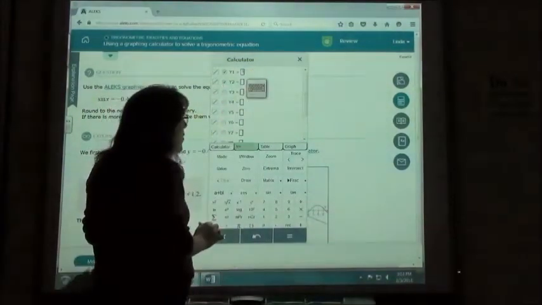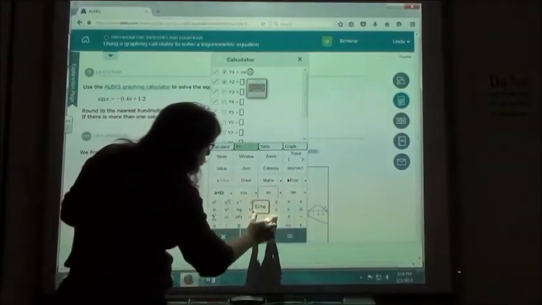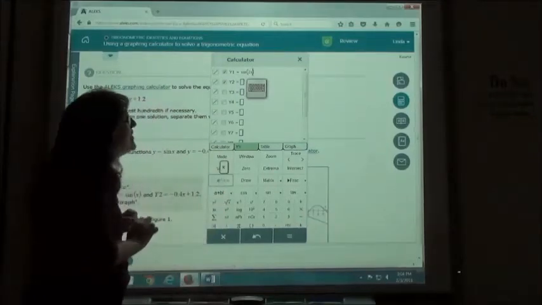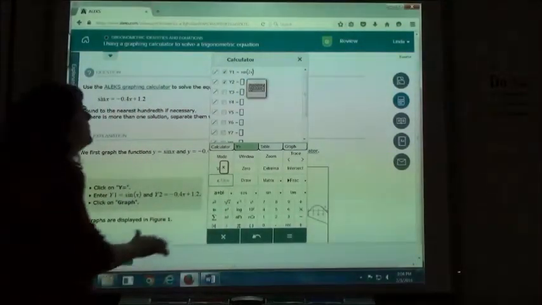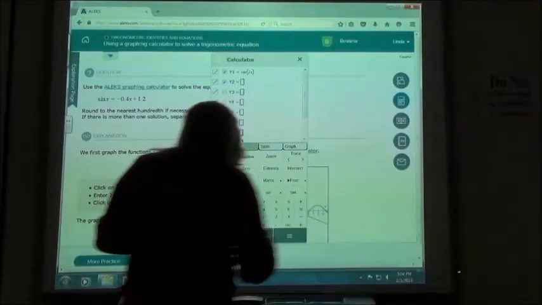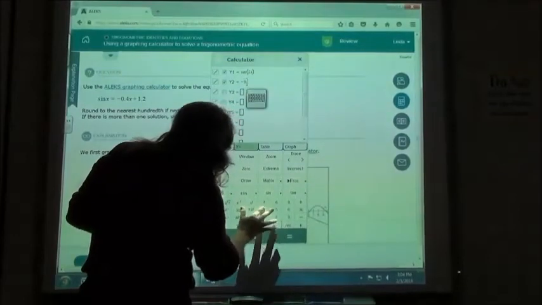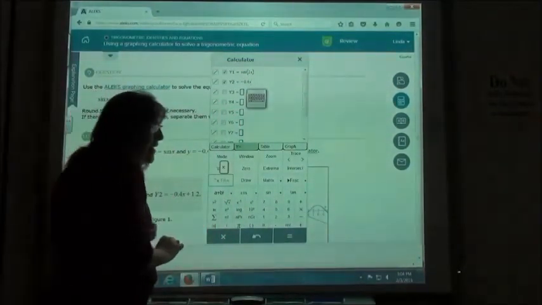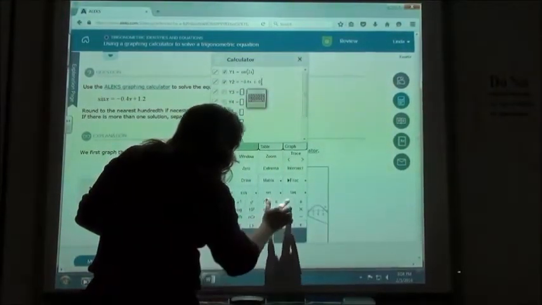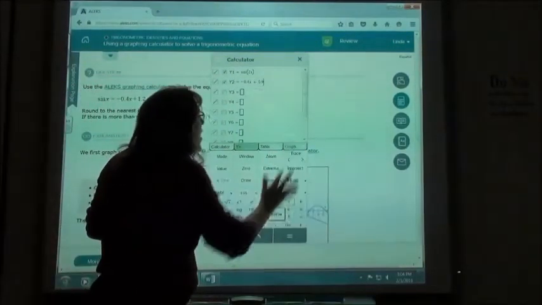So first we said we were going to do sine of 2x. So we're going to do sine, and then 2, and we're going to use this one that says x, t, theta, n. If we hit that, it puts the x in there, and we have sine of 2x. On my other one, it was negative 0.4x. So we can just use the subtraction for the negative. Negative 0.4, again the x, t, theta. Negative 0.4x plus 0.9. So plus 0.9. Once we have our two equations in there and both are checked, we're going to hit graph.